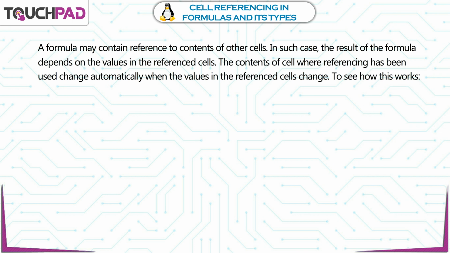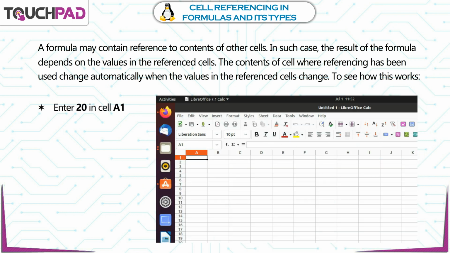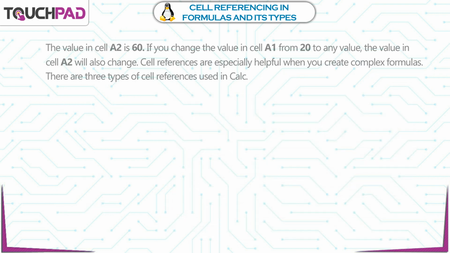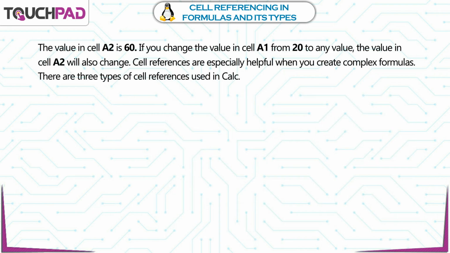To see how this works, enter 20 in cell A1. Now select cell A2 and type equal to A1 multiplied by 3 and press enter key. The value in cell A2 is 60. If you change the value in cell A1 from 20 to any value, the value in cell A2 will also change. Cell references are especially helpful when you create complex formulas.